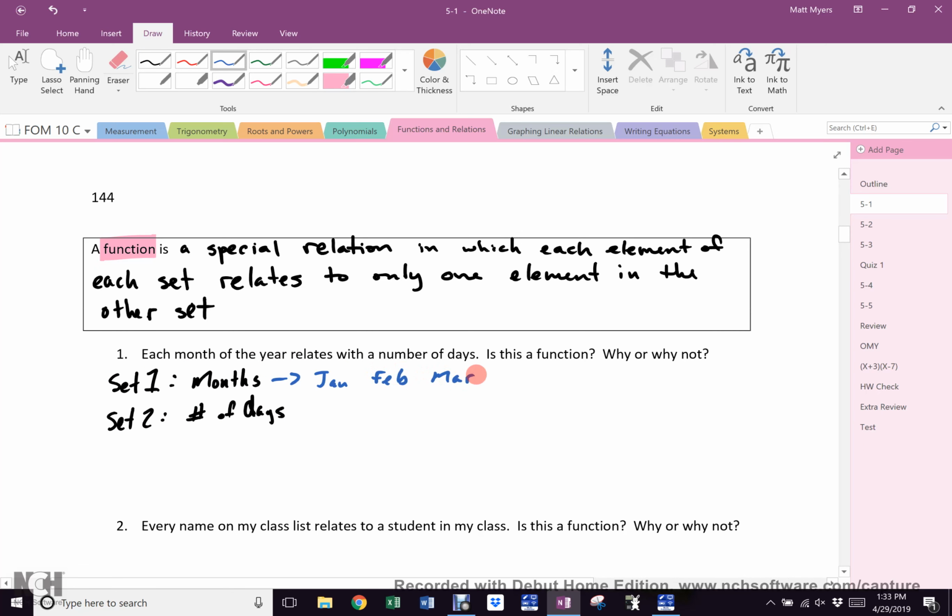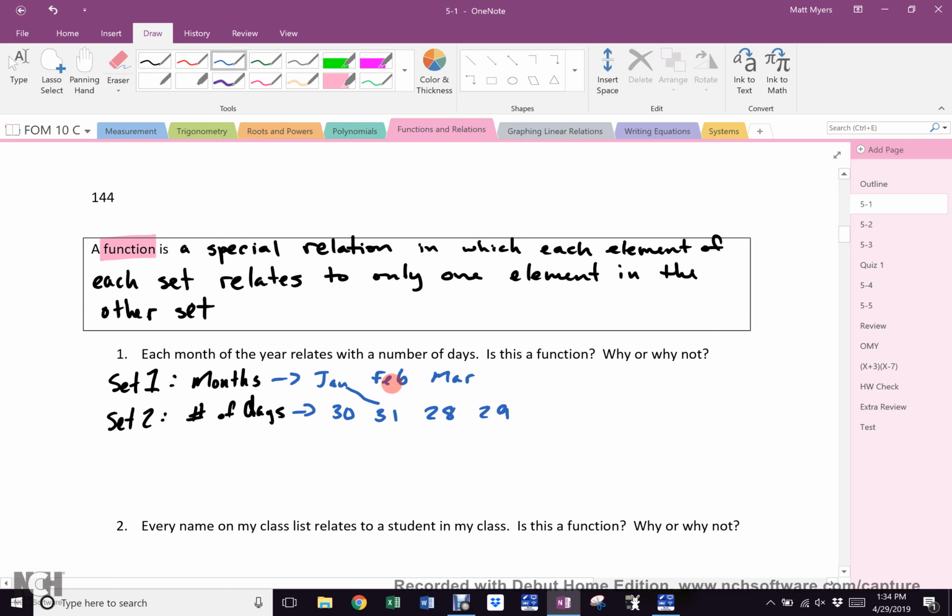Agreed? What are the elements in set two? 30, 31, 28, or 29. Agreed? Okay. So those are the two options, yes? How many days does January have? 31. One piece of data relates to one piece of data. Function or relation? It's function right now because 1 to 1, right?